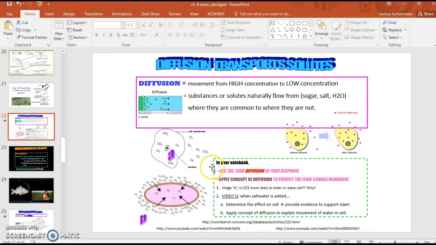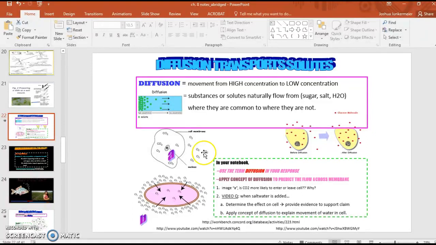So we have 1 carbon dioxide on the outside, and then we have 1, 2, 3 on the inside. So this cell in example A has a higher concentration of carbon dioxide on the inside and a lower concentration on the outside. Things move from high to low. So to give you an example here in A, you would say that carbon dioxide will diffuse out of the cell to an area where it has a lower concentration.